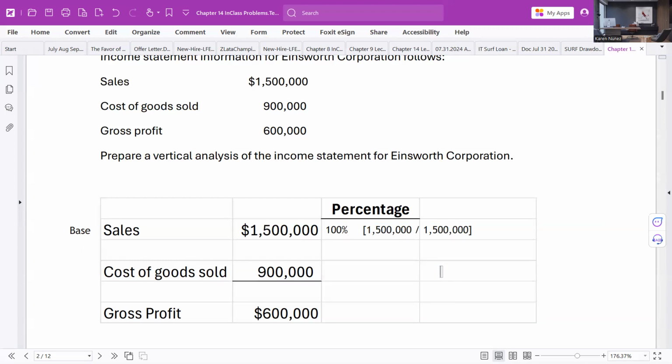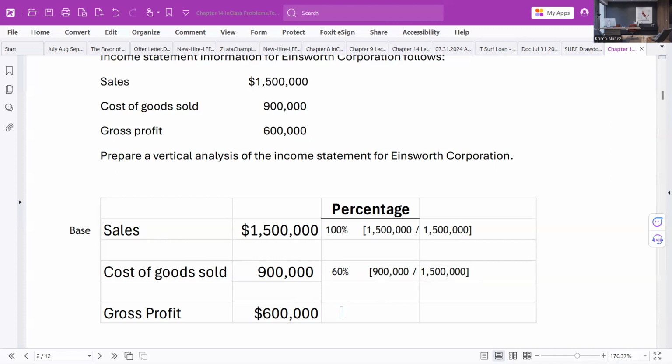Now, we also want to know what percentage the cost of goods sold is of our sales. Again, the denominator for all these calculations is just going to be sales. So we want the $900,000 divided by sales. Cost of goods sold is 60% of our sales. That's what that tells us. We are expressing every line item as a percent of sales, a percent of the base amount.